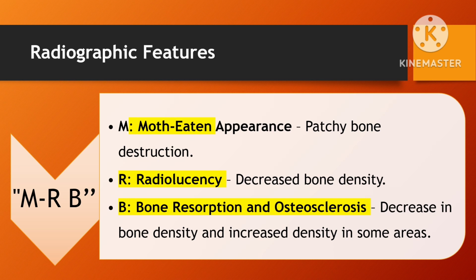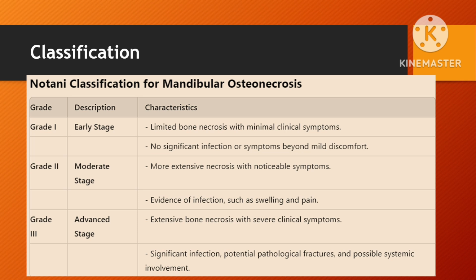In some cases, pieces of necrotic bone, which are known as sequestra, may become separated from the surrounding healthy bone and may eventually be extruded through the oral cavity or through skin openings. Radiograph shows signs of bone destruction, which is visible as radiolucency, sequestra, and a moth-eaten appearance. Pathological fracture may also be visible. Notani classification is used to classify mandibular osteoradionecrosis, and it is designed to categorize the severity of the condition based on clinical and radiographic features.